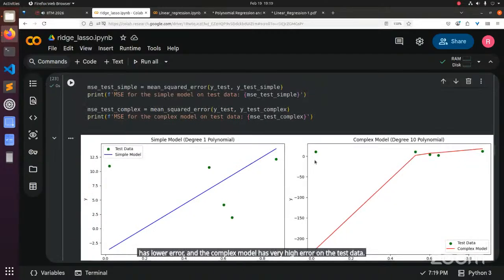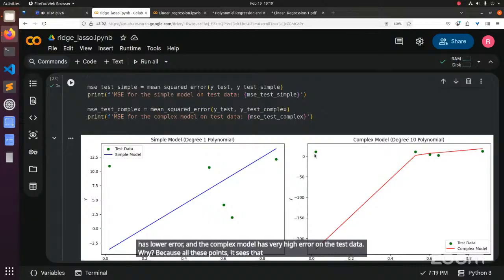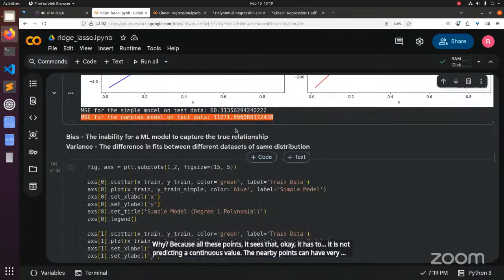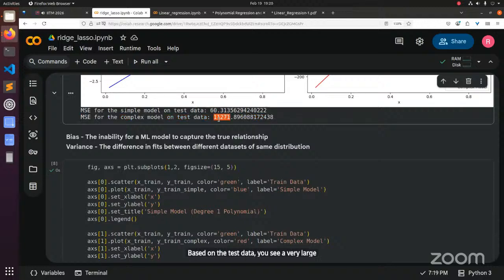Why? Because it is not predicting continuous values. The nearby points can have very large differences, and that's why on the test data you see a very large difference here. I'm sorry, I'm going slightly faster because I just want to finish this topic. If you still have some doubt, we can discuss again tomorrow. I will share both the notebooks though.